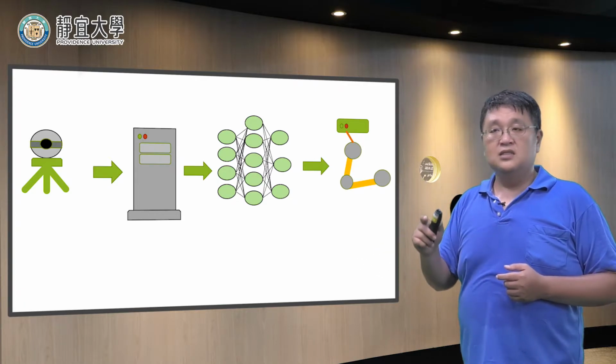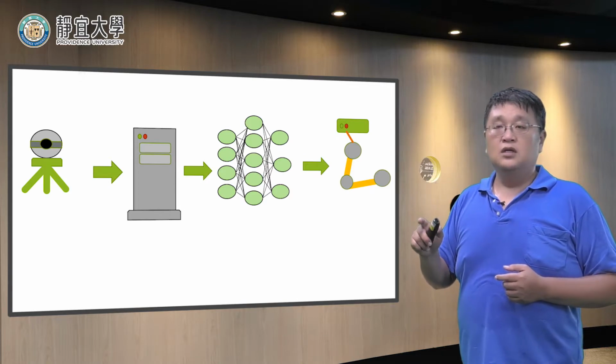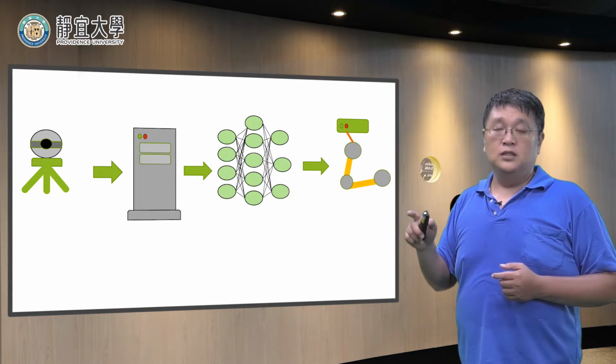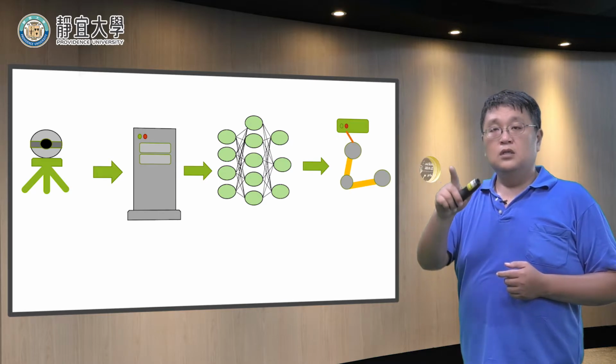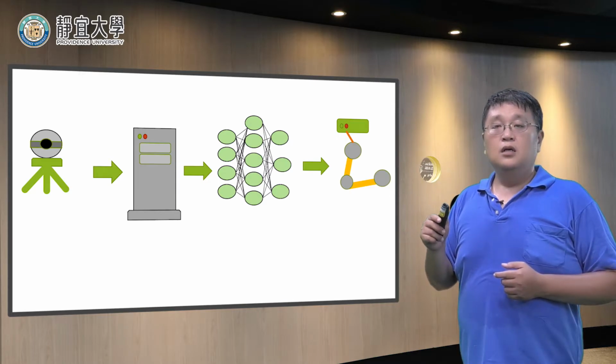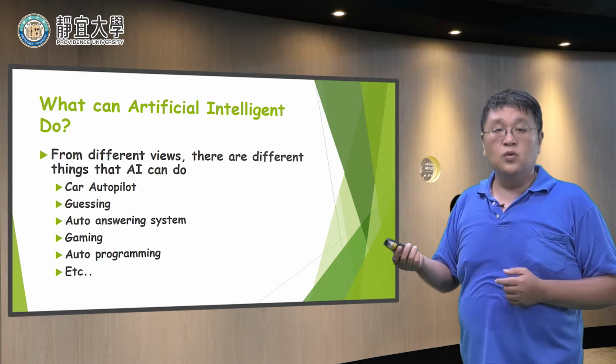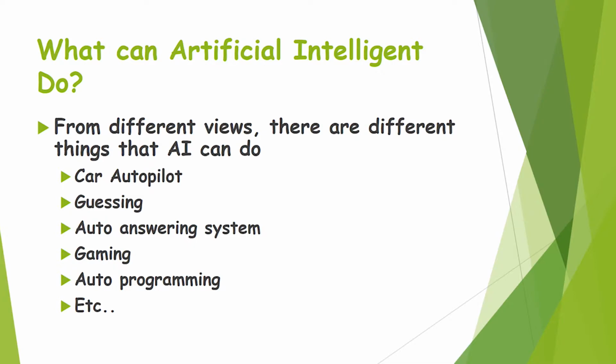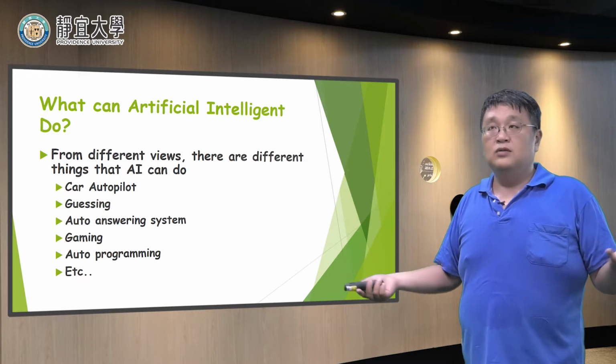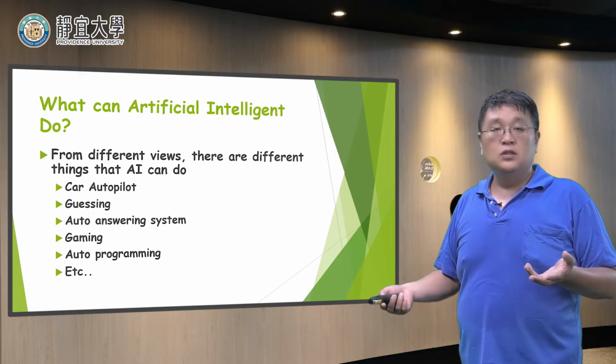Artificial intelligence just simulates nature, the things in our brain. So here, we have to know what artificial intelligence can do. We can let the computer know what is going on, using our wisdom, how we train and teach the computer. So what can they do?